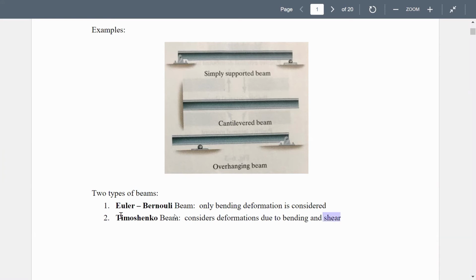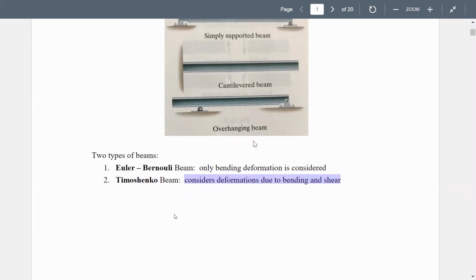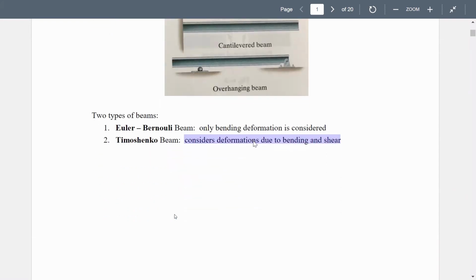But Timoshenko considers this. In Timoshenko theory, we will consider both the effect of bending as well as shear. All right, so two theories we are going to use to analyze beam problems. You used it in the lab 2 weeks ago, actually, for beams.